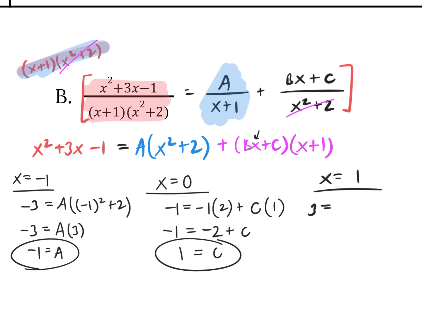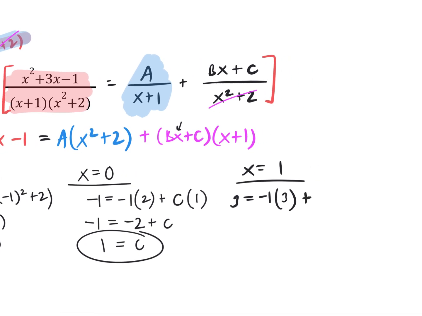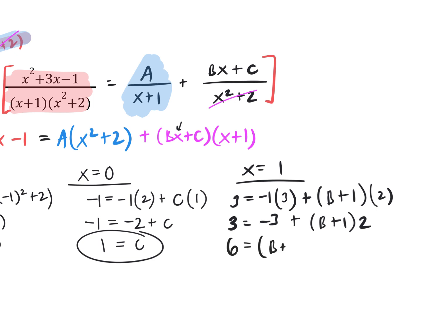And then I plug in my a value, which is -1 times 3, plus my b value, I don't know, so b times 1 plus c, and then x plus 1, so that would be times 2. So if I simplify this, I get 3 equals -3 plus b plus 1 times 2. I add the 3 over, I get 6 is equal to b plus 1 times 2.